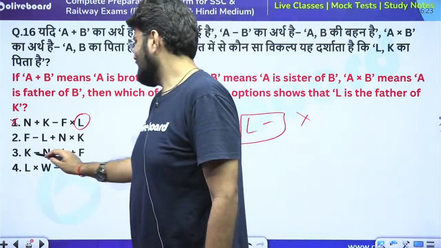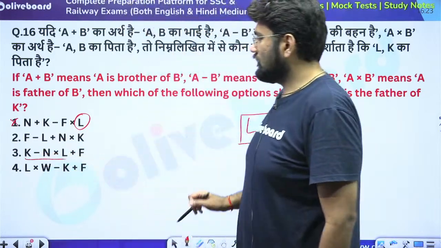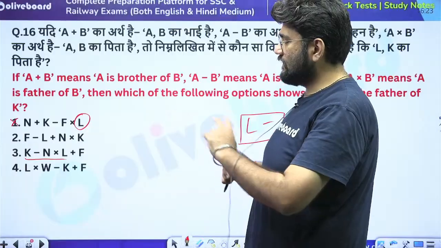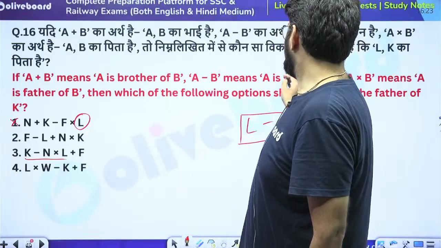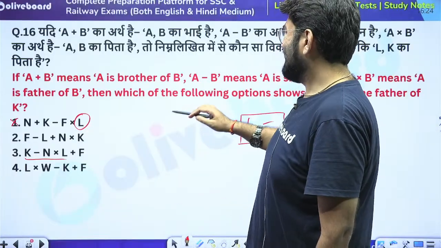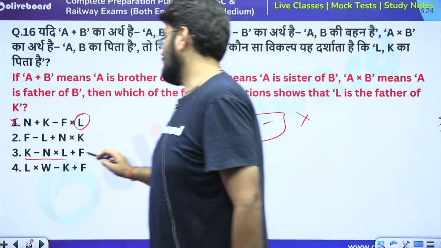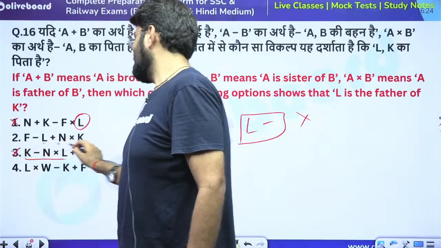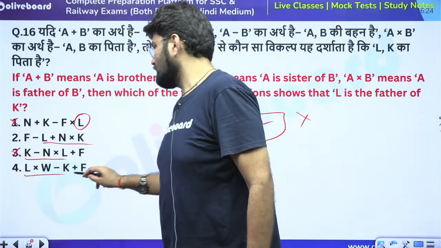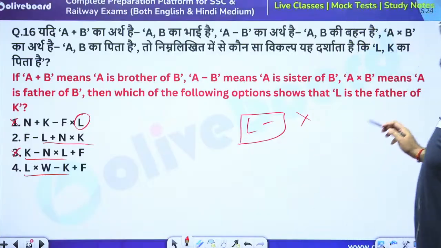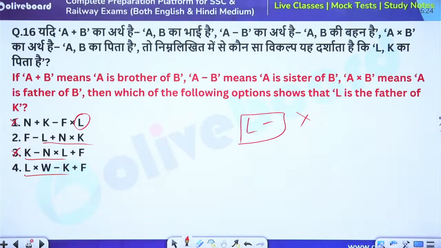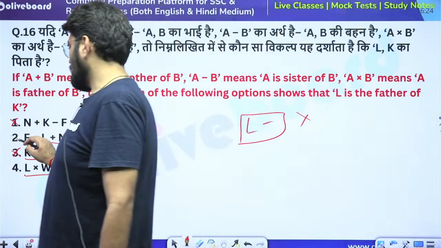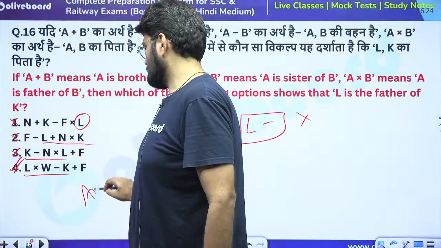So L and K, here it is related in a reverse order. K minus N means K is the sister of N and N is the father of L. So that is not helpful again. And here if you see, these are the only two possible answers. So L plus N means L is the brother of N and N is the father of K. So L is the uncle of K here. So my option 4 is the only possible correct answer.